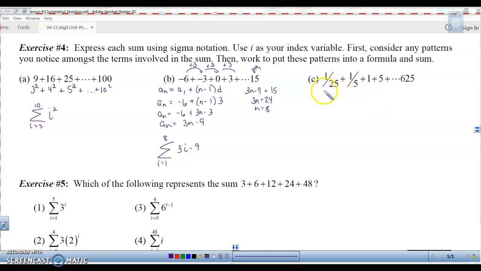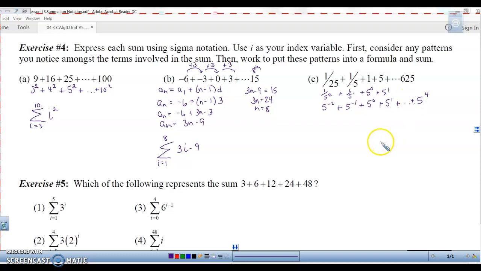1 over 25 is 1 over 5 squared, which we can write as 5 to the -2. 1 over 5 is 1 over 5 to the first, which we can write as 5 to the -1. 1, I can write as a base of 5, it's going to be 5 to the 0. And then 5 to the 1. And then 5 to some power is 625. If I do 625, I know it's 5 to the 4th. So that's the pattern I have for my sequence.